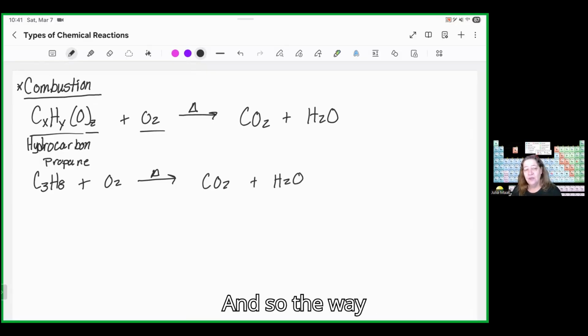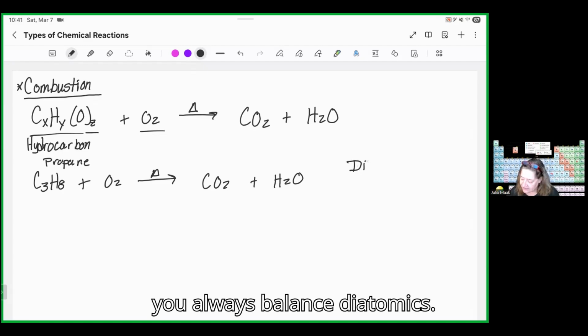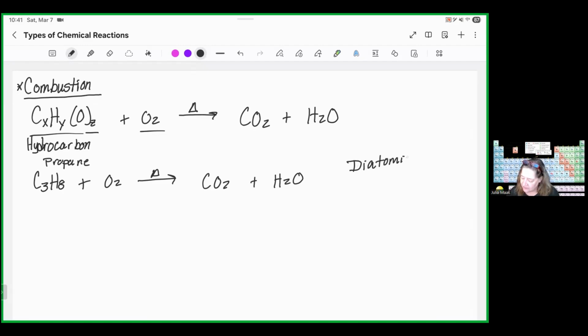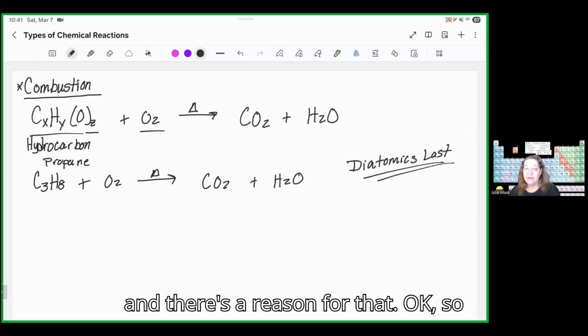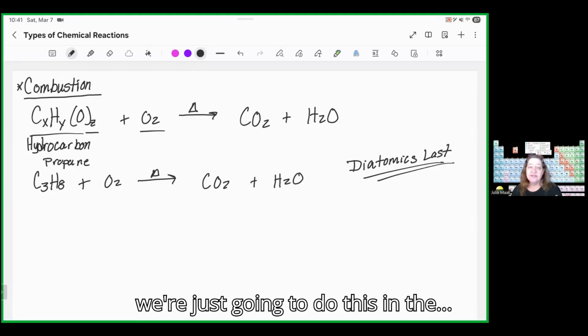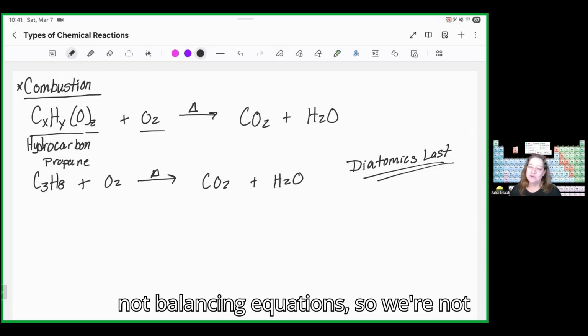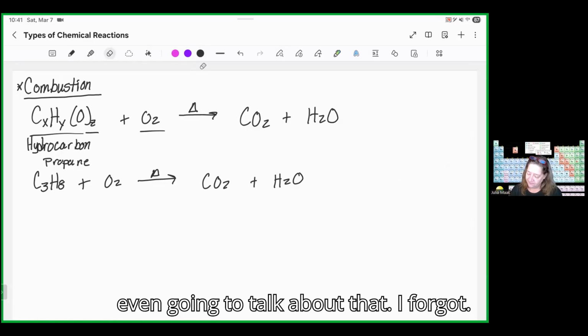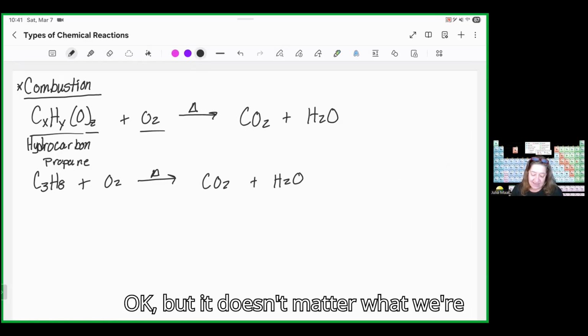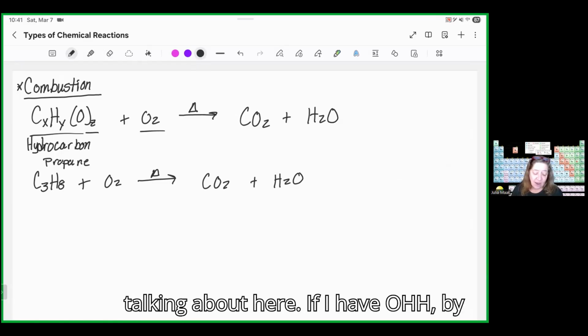The way we balance these is you always balance diatomics last, and there's a reason for that. Oh, we're not balancing, I'm sorry. I'm not balancing equations, so we're not even going to talk about that. I forgot. But it doesn't matter what we're talking about here.